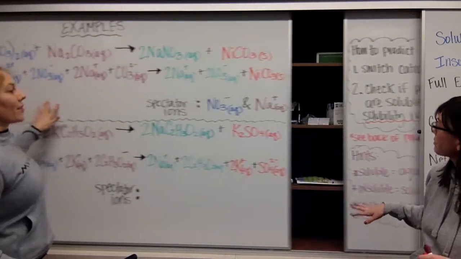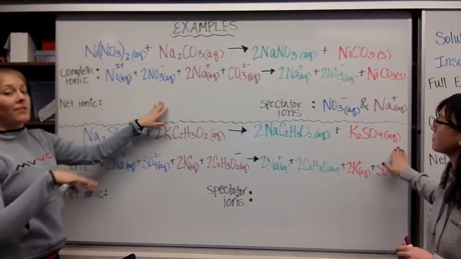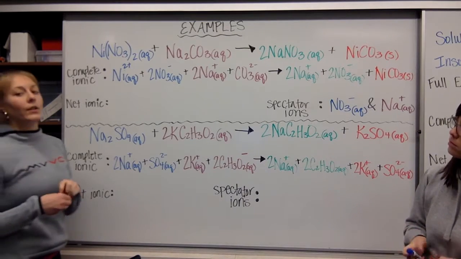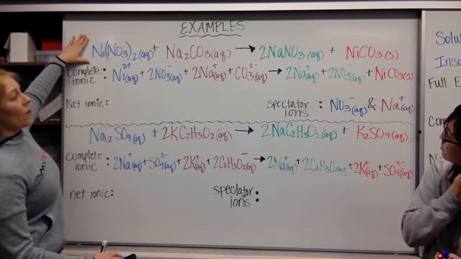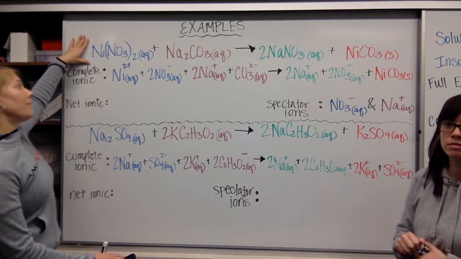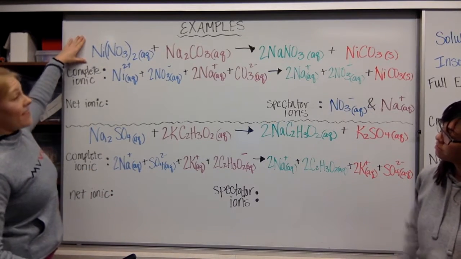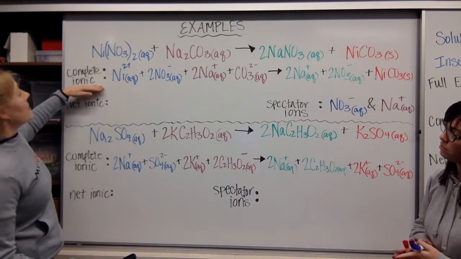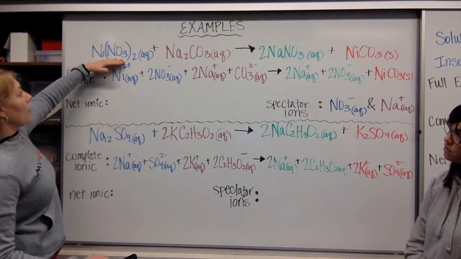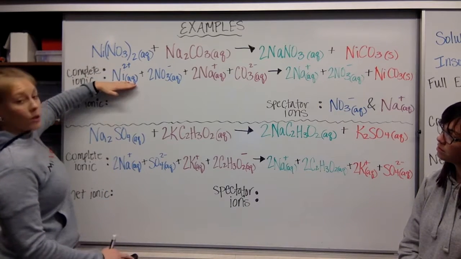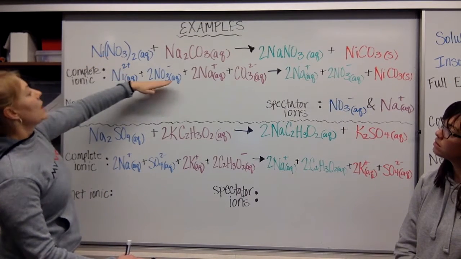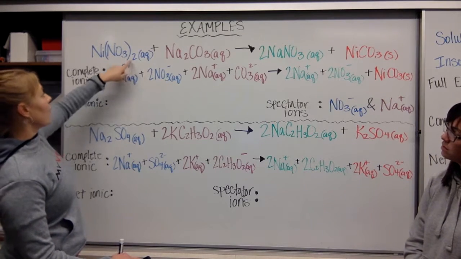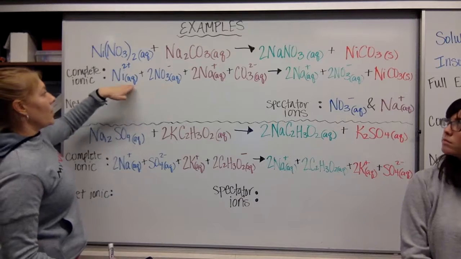All right. So here are the two examples that Ms. Thomas just showed you. I'm going to go over the complete ionic and the net ionic equation for both of them. So we already wrote this at the very top. You can rewrite it. But this is the same equation that she just did, the first one. When we break it down into the complete ionic, Ni(NO3)2, we have nickel with a 2+ charge and nitrate with a minus charge. We have 2 nitrates, both of them aqueous.